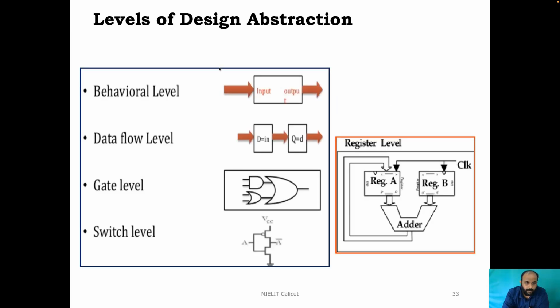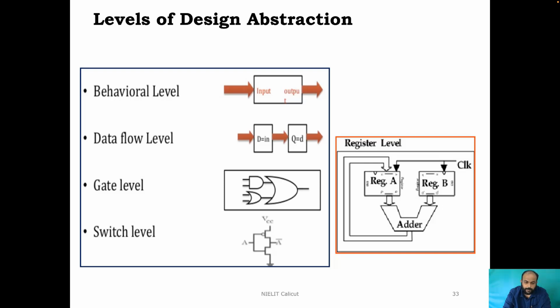Now in Verilog there are different levels of abstraction possible, or different design styles. The design can be represented as an algorithm. That kind of representation is called behavioral model. Design can be represented in the way data flows between different registers. That is called data flow modeling. Design can also be represented in the form of a gate level structure. That is called gate level modeling.